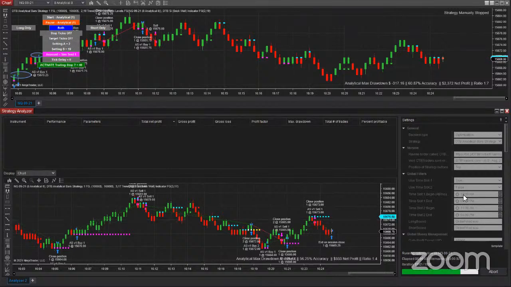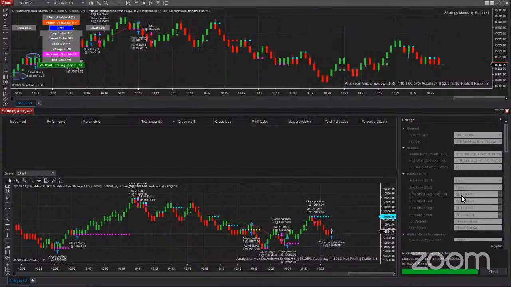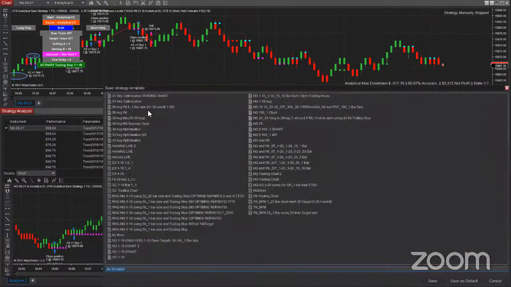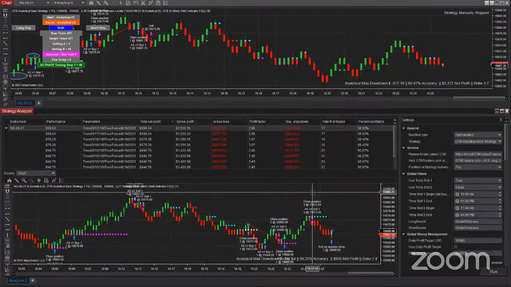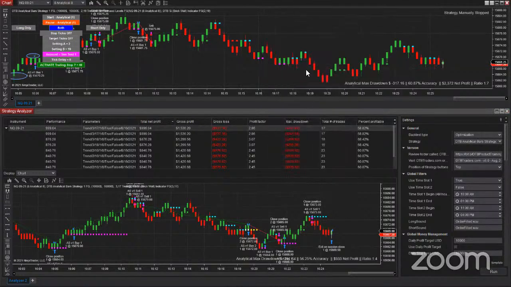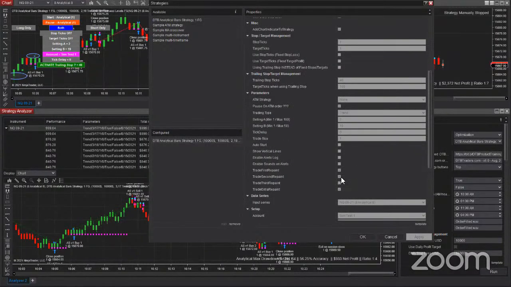But what I'm going to do is apply these specific settings to my trading chart right now. So I'm going to go to template and save. I'm going to call it the trading hours template, like this. Yes. Go to my strategy over here and disable it.